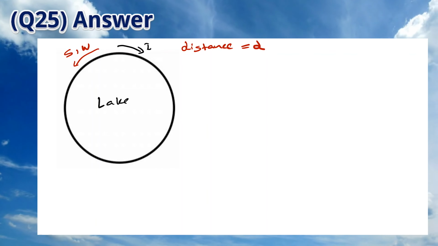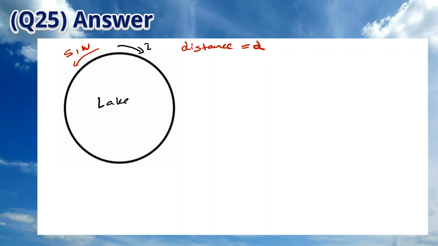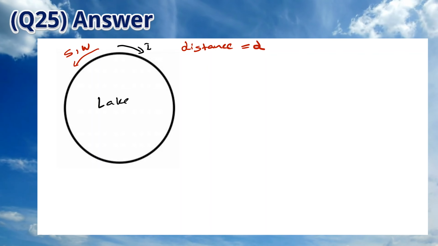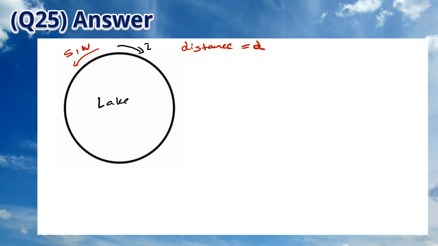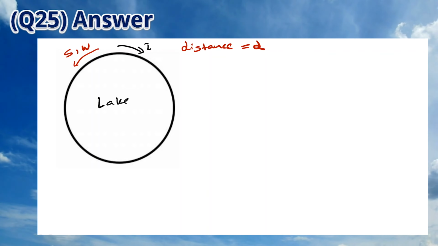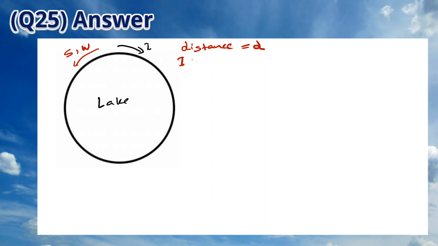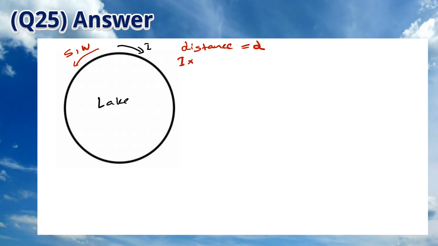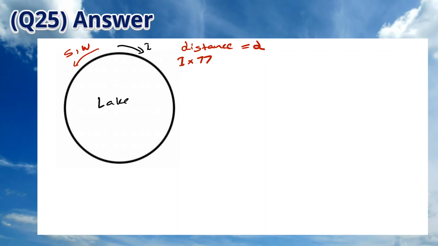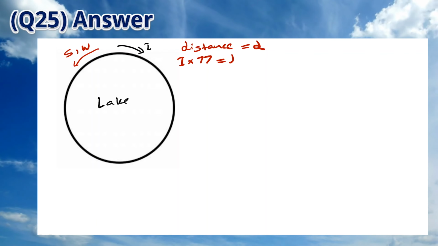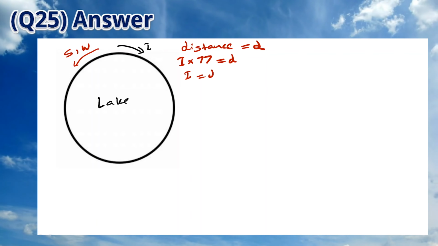I is my speed, S is Sally's speed, and W is Wally's speed. D represents the distance around the lake. Since I take a total of 77 minutes to complete the distance around the lake, my speed I is equal to D over 77.